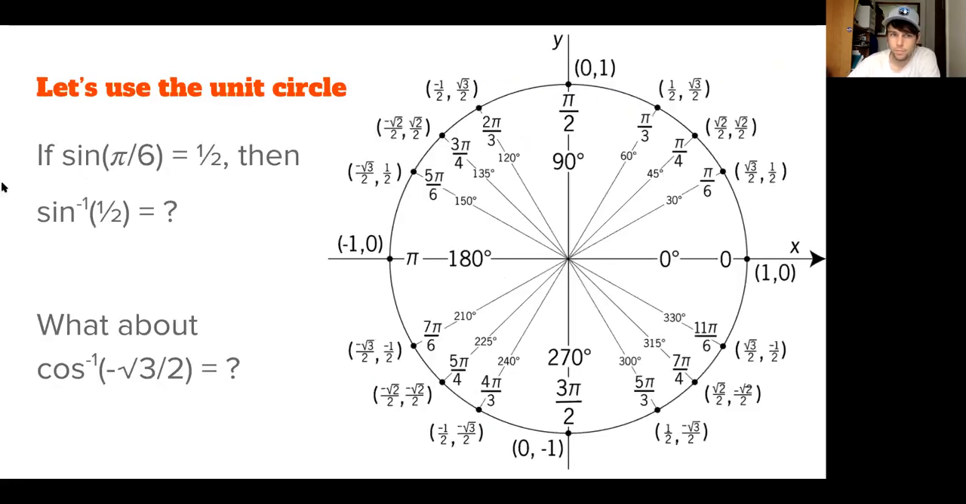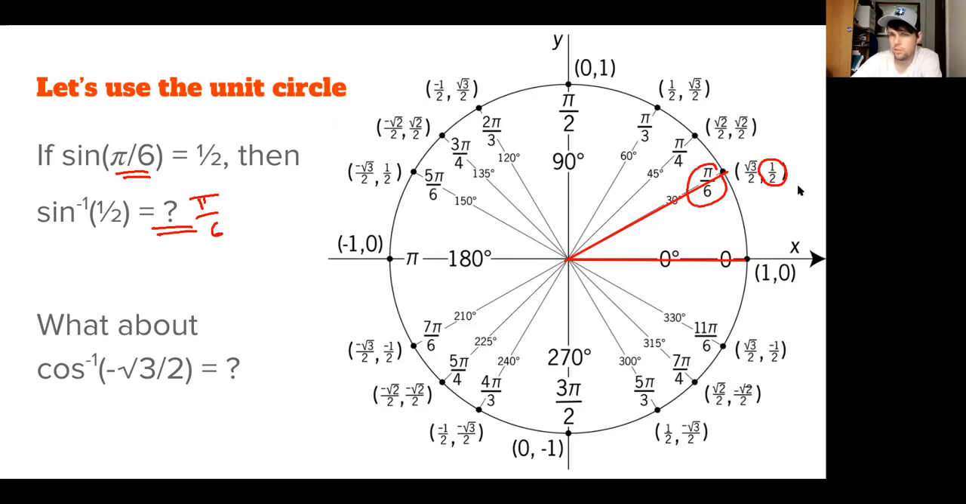All right. So let's go ahead and take a look at what's happening with these things on the unit circle. So if sine of pi over 6 is 1/2, here's pi over 6, here's the angle that we're talking about, and the sine value is the y coordinate. So sine of pi over 6 is 1/2. You can see that. Then sine inverse of 1/2 equals what? We want to know what angle gives us a sine value of 1/2. Well, shouldn't it be this angle? Shouldn't it be pi over 6? Yeah, of course. That works.